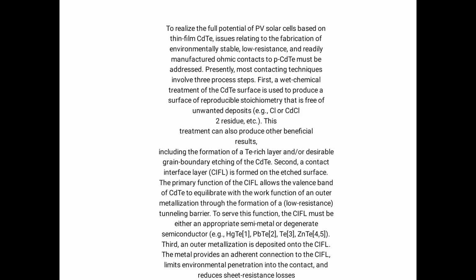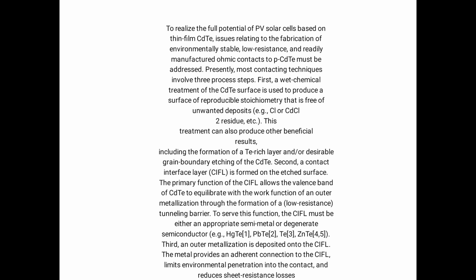To realize the full potential of PV solar cells based on thin film CdTe, issues relating to the fabrication of environmentally stable, low resistance and readily manufactured ohmic contacts to p-CdTe must be addressed. Most contacting techniques involve three process steps. First, a wet chemical treatment of the CdTe surface is used to produce a reproducible stoichiometric surface that is free of unwanted deposits.